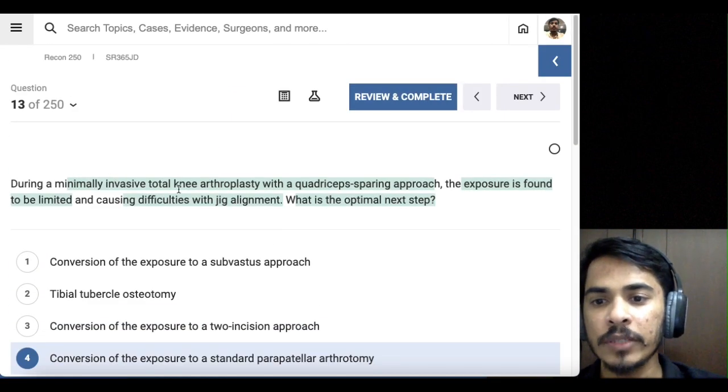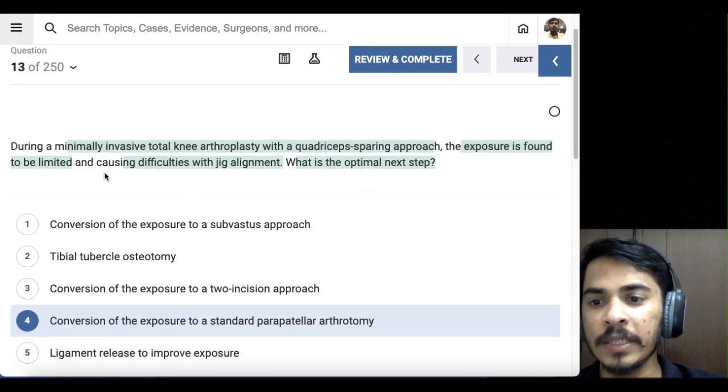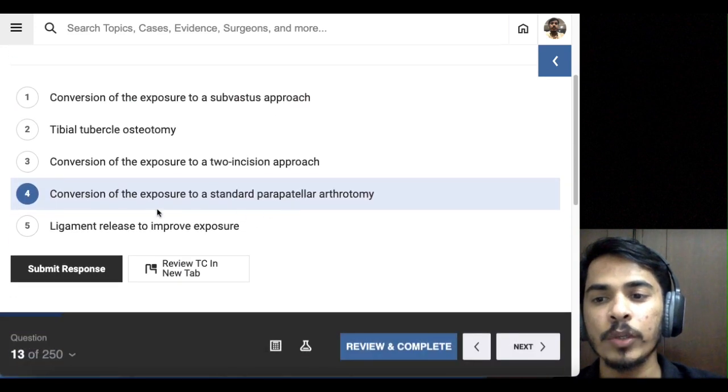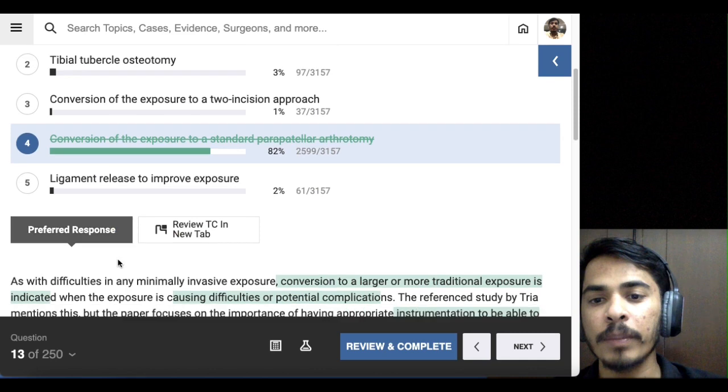During a minimally invasive total knee arthroplasty with a quadriceps sparing approach, the exposure is found to be limited, causing difficulties with jig alignment. What is the optimal next step? This is a minimally invasive approach, that is, they are doing a quadriceps sparing approach. The very next step we can do is conversion of the exposure to a standard parapatellar arthrotomy.